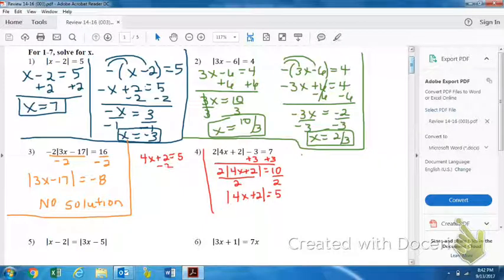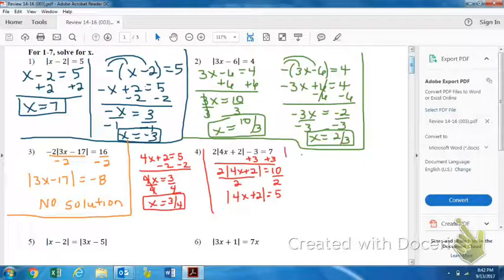And subtract 2 from both sides. And you have 4x equals 3. And divide both sides by 4. The 4's cancel, and you end up with x equals 3/4.